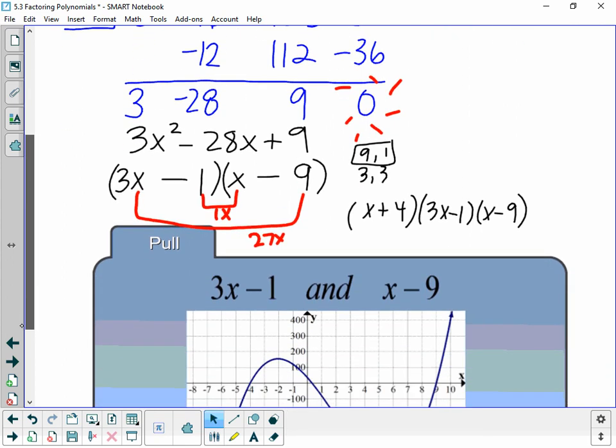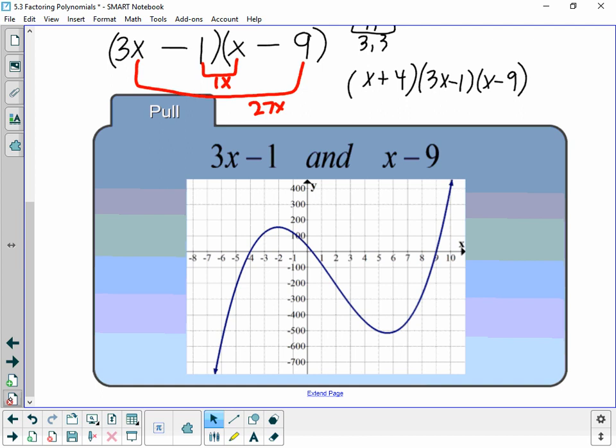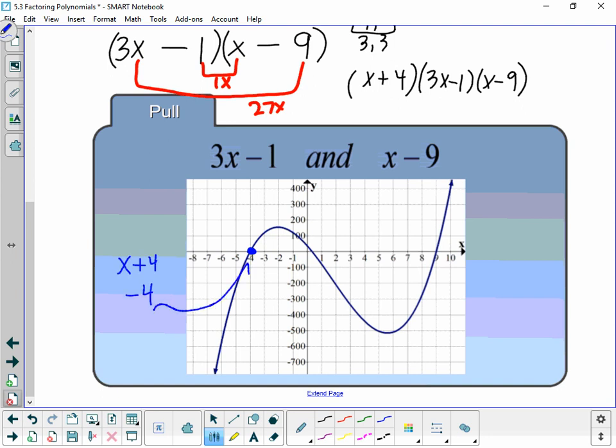So here's the graph, kind of fun to look at. The other two factors were 3x minus 1 and x minus 9. And you can see the original factor we knew was x plus 4. So that meant it should have had an intercept at negative 4. We found the factor x minus 9, and you can see the graph has an intercept at 9. 3x minus 1 goes with the 0, 1/3, and you can see that one on the graph here between the 0 and the 1.